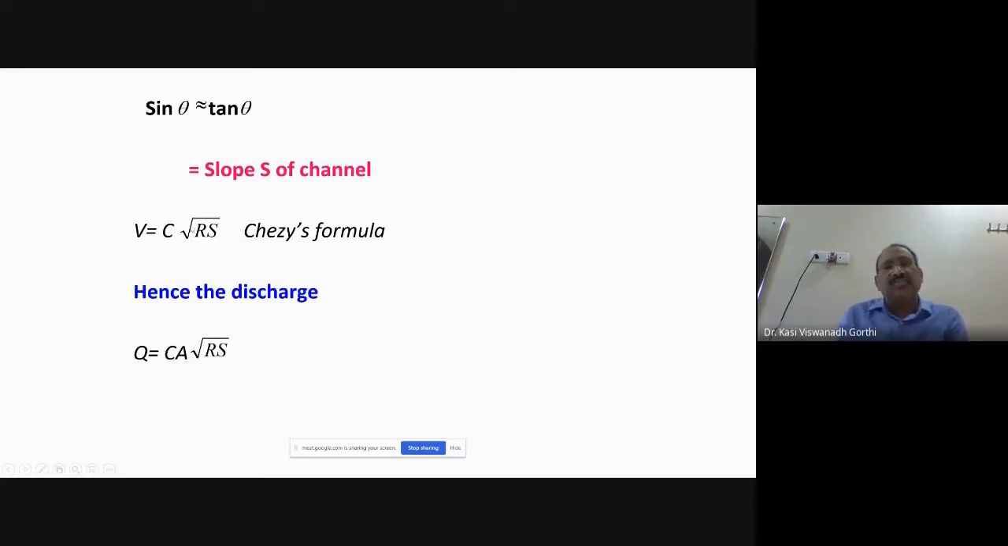But this is not the Chezy's formula. This is the discharge equation using Chezy's formula. The actual Chezy's formula is for velocity: V is equal to C into square root of R into S.